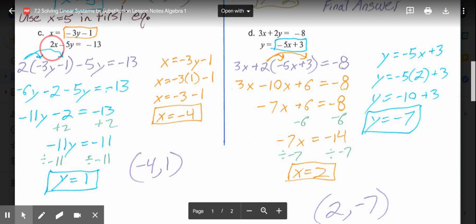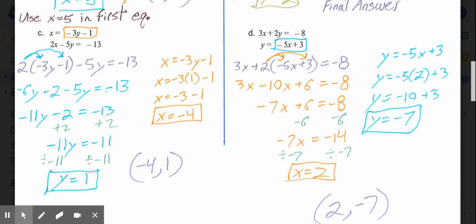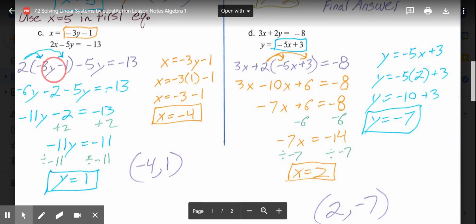So that bottom equation would become 2 times (negative 3y minus 1) in parentheses, then minus the 5y equals negative 13. Distribute the 2 times negative 3y minus 1, giving us negative 6y minus 2, and then minus 5y equals negative 13. Combine like terms, negative 6y minus 5y is a negative 11y minus 2 equals negative 13. Add 2 to each side, divide by the negative 11, and y equals 1.